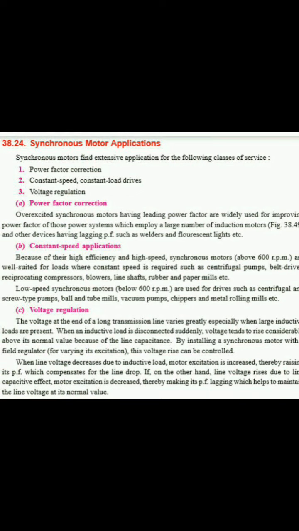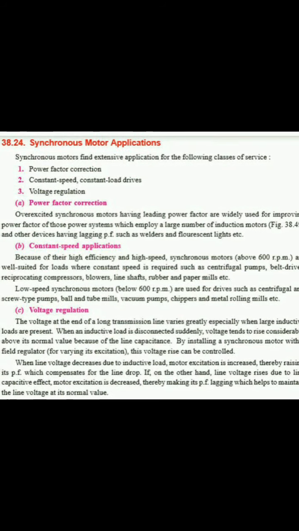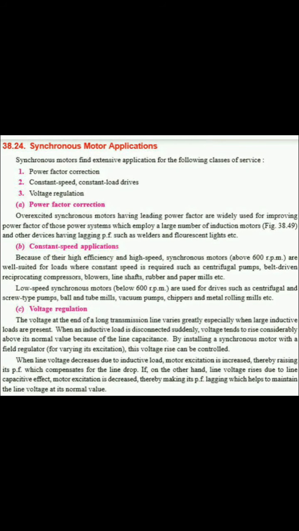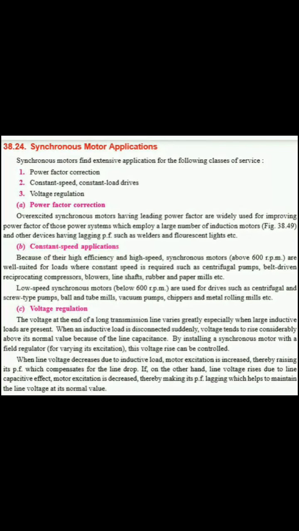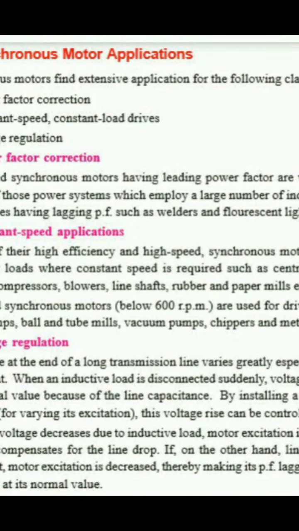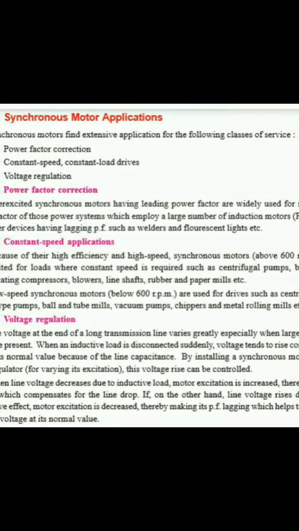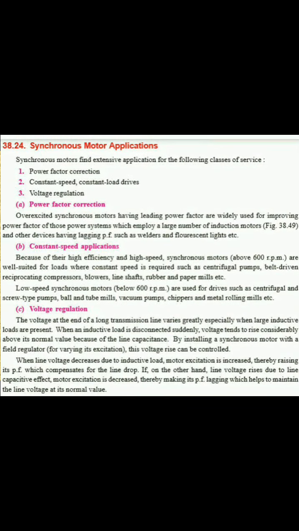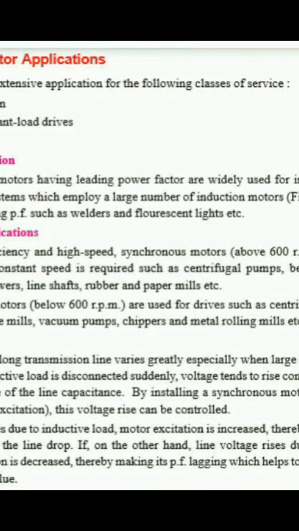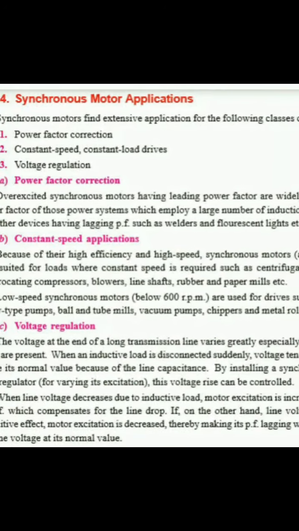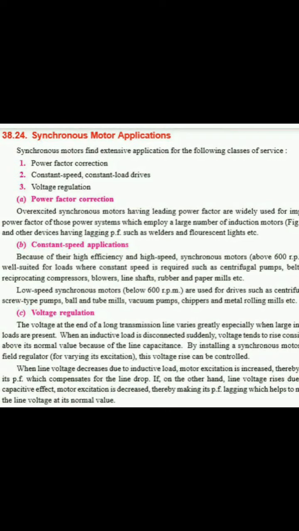The second application of a synchronous motor is constant speed or constant load drives. If large, high speed synchronous motors are used, with a speed range above 600 rpm, these are used for reciprocating compressors, blowers, line shafts, rubber and paper mills. If low speed synchronous motors are used, these are used for centrifugal and screw type pumps, ball and tube mills, vacuum pumps, chippers and metal rolling machines. So these are applications of a synchronous motor.